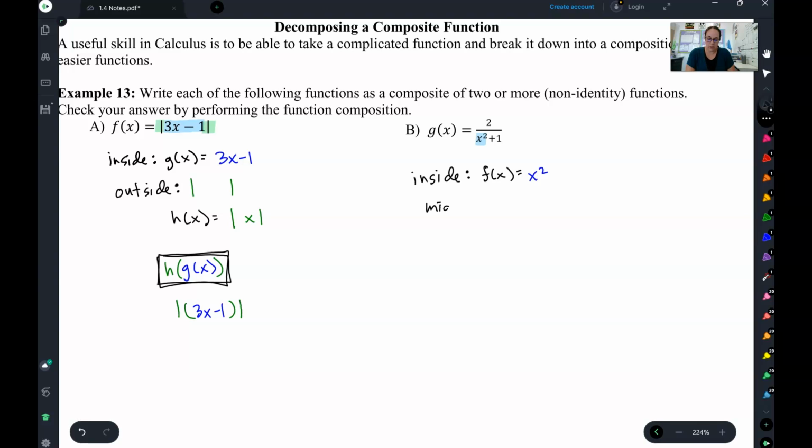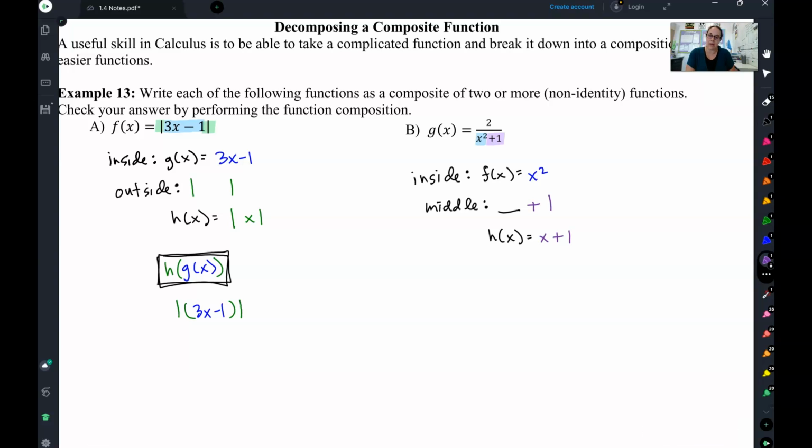The middle level, what is being done to the x squared? Well, this x squared has that x squared, and then what's happening is we are adding 1. We're taking that x squared and we're adding 1 to it. That's the next level that is happening here. The x squared and we're adding 1. So I'm going to call this h of x is going to be x plus 1. I'm taking my something and I'm adding 1 to it.